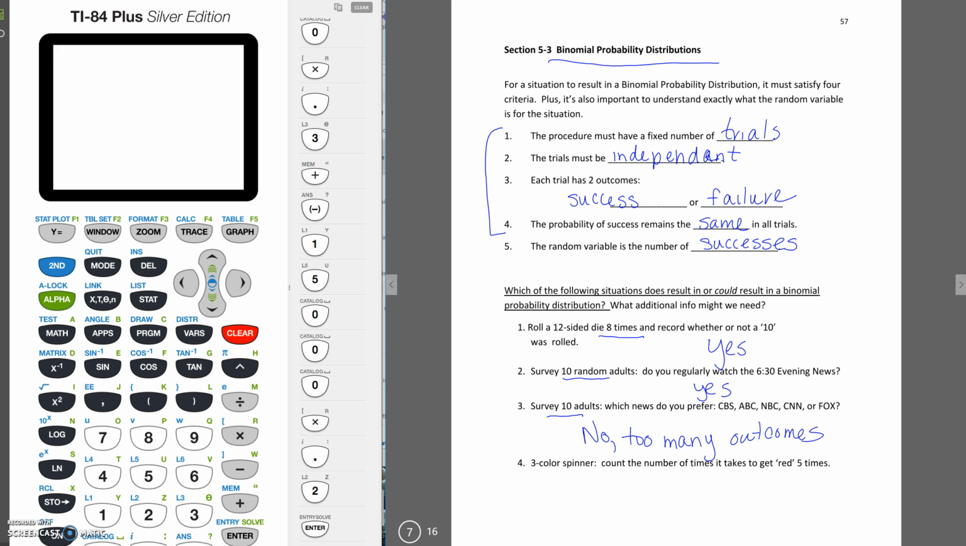The 4th situation here says we have a 3-color spinner. So let's just say it's red, blue, and green. Count the number of times it takes to get red 5 times. Well, again, this would not be binomial. So we could just say no, because there's not a fixed number of trials. It could take us 5 times to get red 5 times. It could take us 50 times to get red 5 times. Since we don't know how many times it will take, we don't have that fixed number of trials.